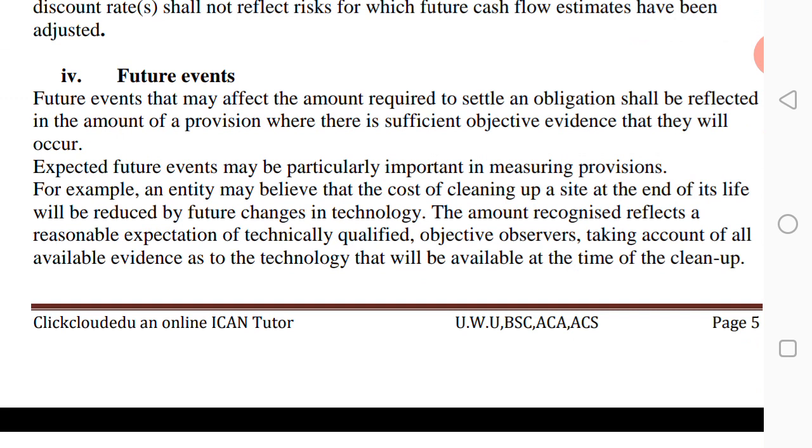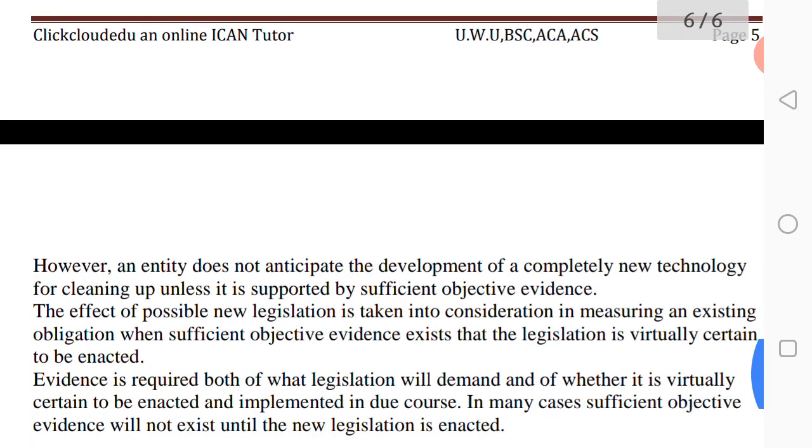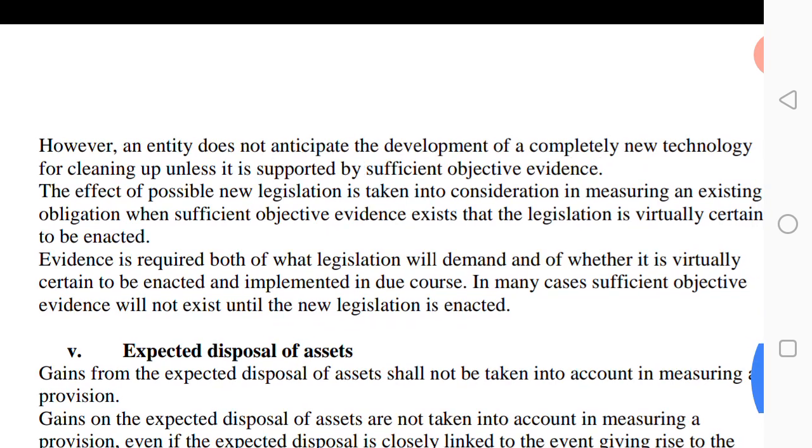The amount recognized reflects a reasonable expectation of technically qualified, objective observers, taking account of all available evidence as to the technology that will be available at the time of the cleanup. So for future events, you should also consider things in the future. For example, if there is any government legislation or laws that will reduce your liability in the future, you should also consider that future event in recognizing the provision for that year.